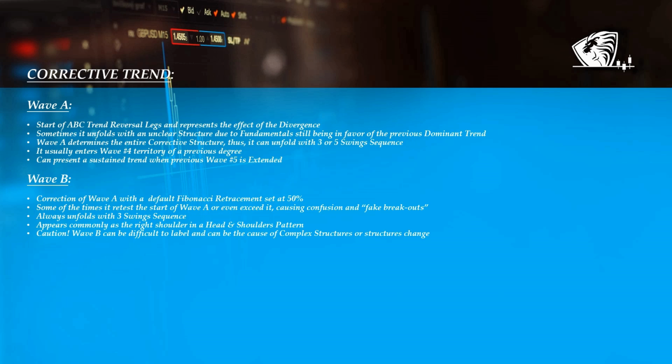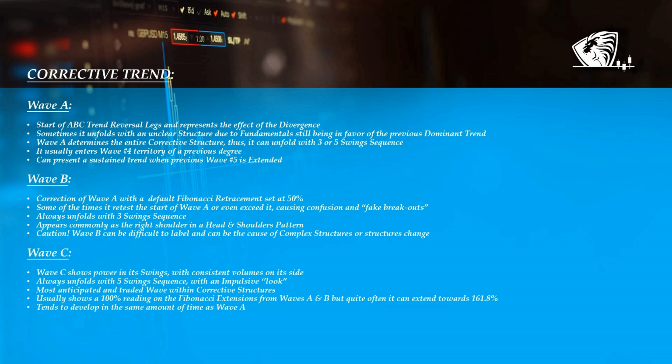This wave always unfolds with a three swings sequence, and under no circumstance should it be labeled with 5 impulsive swings, ever. The most common way of combining this tricky wave with classical technical analysis is by mapping it as the second shoulder in a head and shoulders formation. Caution, Wave B is the cause of complex structures and difficult labeling.